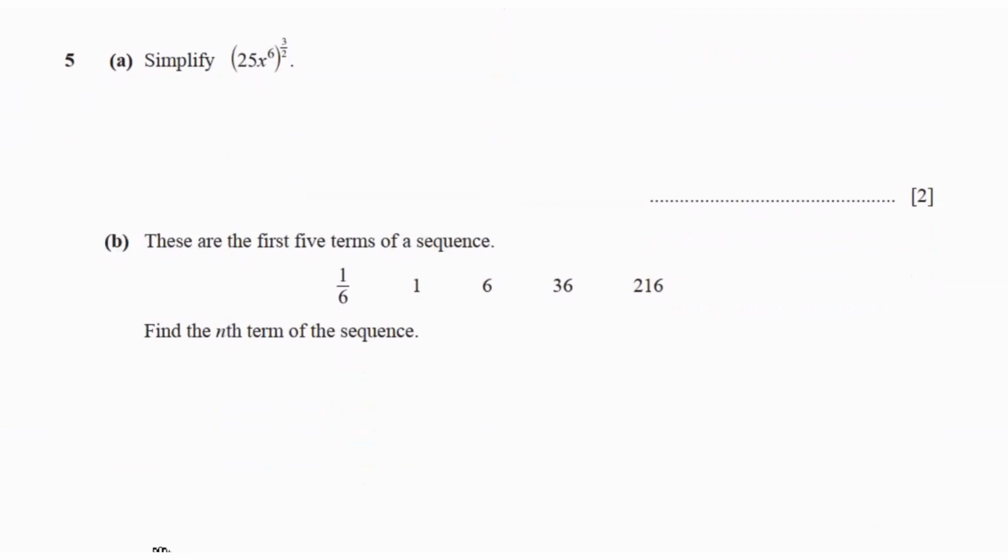Question 5 says simplify 25x to the power of 6, whole power 3 over 2. So whenever we have fractional indices and the index is outside the bracket, that power will be distributed to all of the terms inside the bracket, which means it's going to be 25 to the power of 3 over 2 times x to the power of 6, and then whole power 3 over 2.